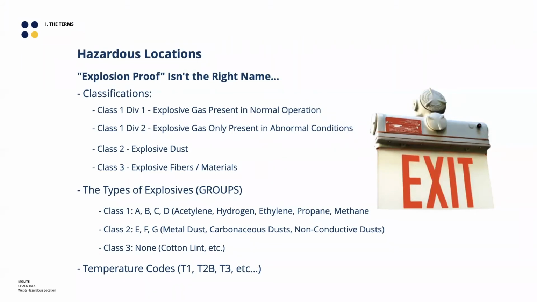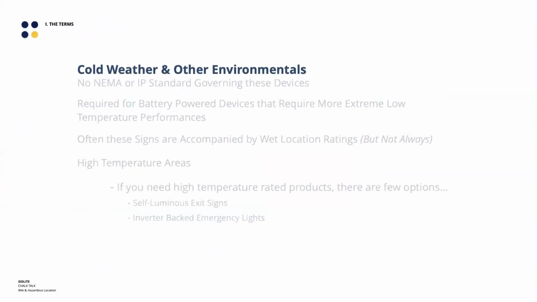So again, the idea here is that the signs aren't explosion proof per se. They're capable of going into explosive atmospheres, and they will not cause an issue. That's why you do see exit signs and emergency lights that have polycarbonate shields on them. Of course that won't survive an explosion, but it's gasketed and potted in such a way that it won't cause an explosion in those types of environments.